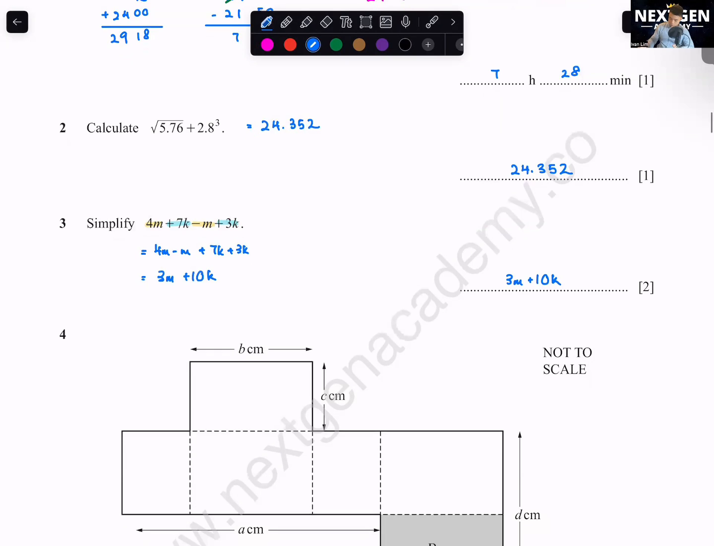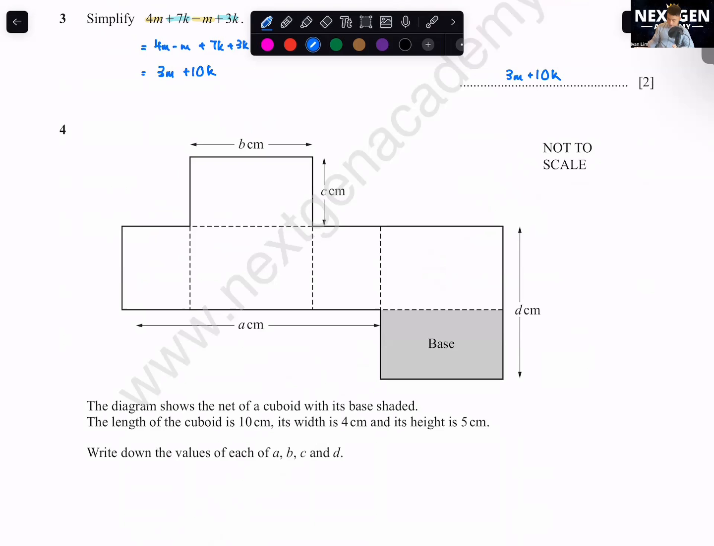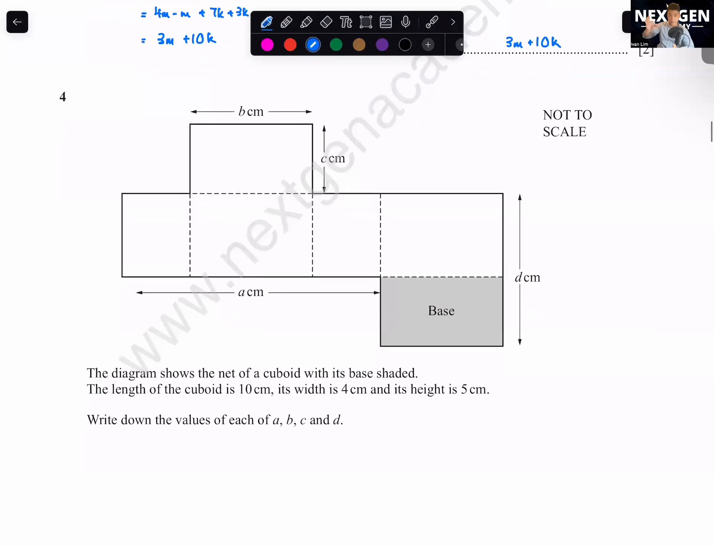Next one. The diagram shows the net of a cuboid with its base shaded. The length of the cuboid is 10 cm, its width 4 cm, and its height 5 cm. Write down the values of A, B, C, and D. Do you all know what a net is? A net is a 3D shape cut out and laid out on a flat surface, so it becomes 2D. Look, this is the base part of it. So base, then you fold it up like origami.